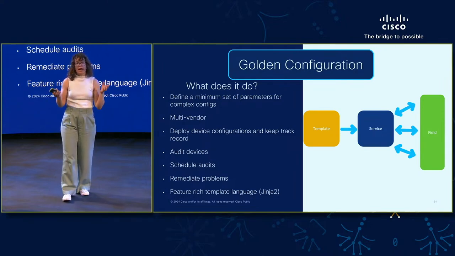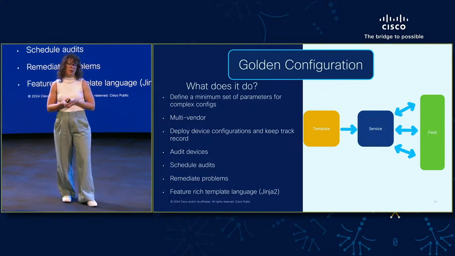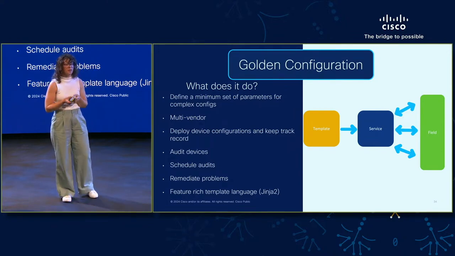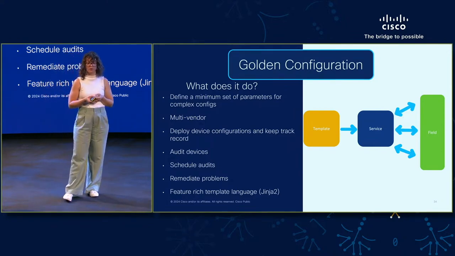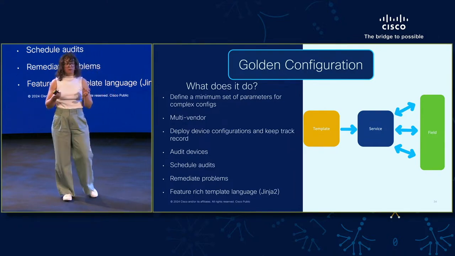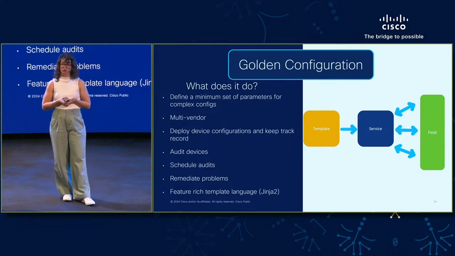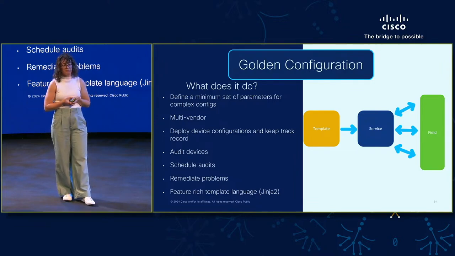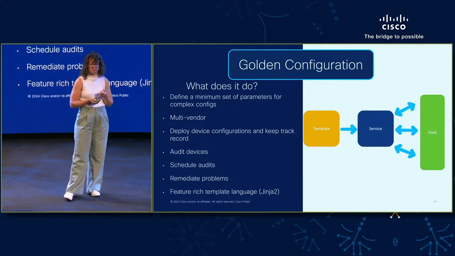You also have scheduling abilities via CWM. So if you have a specific maintenance window that you want to run golden configuration in, go ahead and set it up. Finally, we're using a feature-rich template language called Jinja 2, and that's what enables us to have this very simple minimum set of parameters rather than something that would otherwise be quite complex.